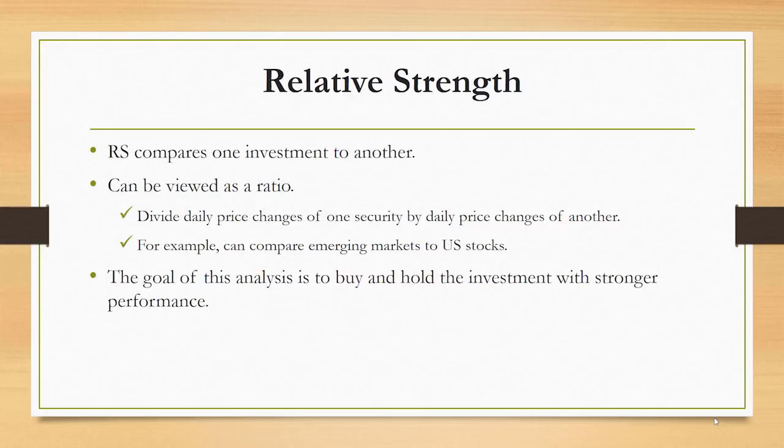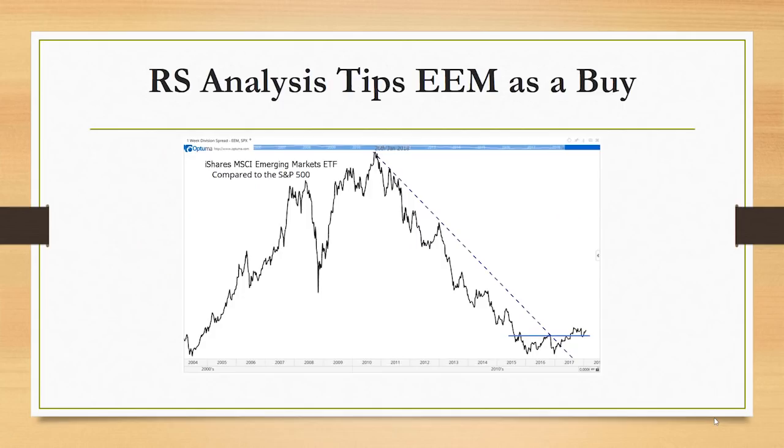Now, relative strength compares one investment to another, and it's looking for which one is performing stronger. We can view this as a ratio. For example, we could take the historical daily price changes of one security and divide those price changes day by day to develop a ratio going back in time. This allows us to compare, for example, emerging stocks to US stocks. Now, the goal of that analysis would be to identify the stronger and to hold it until it becomes weaker.